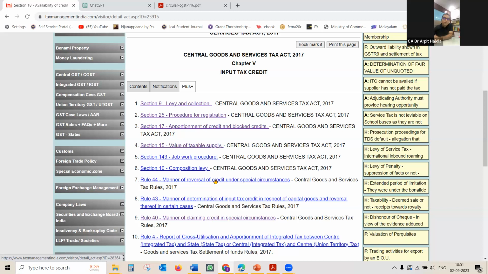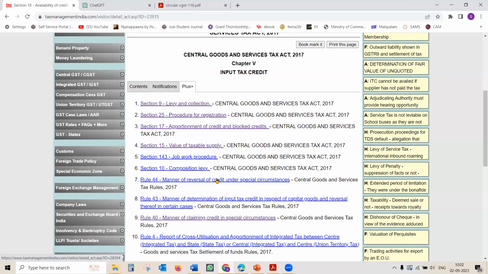Arpit, if we go through circular number 92/11/2019, which was on gifts and treatment of reversal of ITC in case of gifts, in page number 2 and para number 2, if I can share the relevant screen. So, ma'am, you have to stop sharing the screen. So, Arpit, you will share. Yeah. Done.